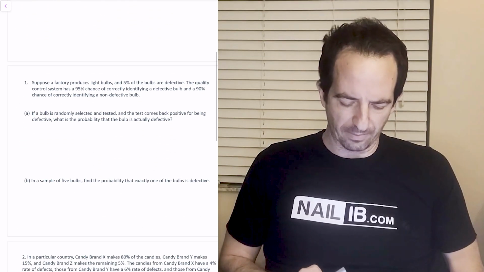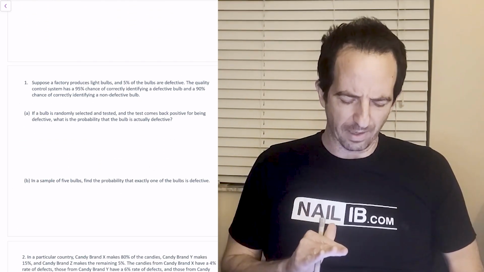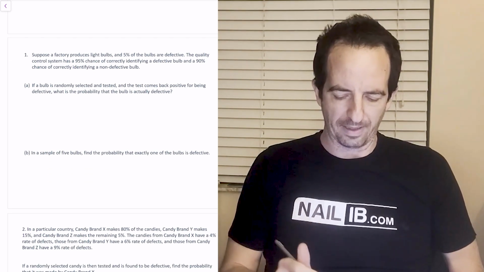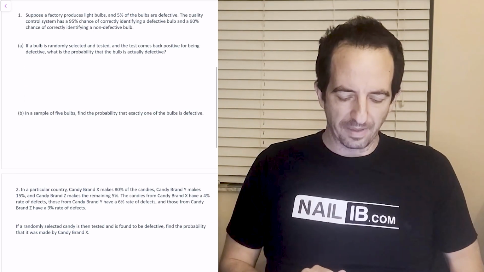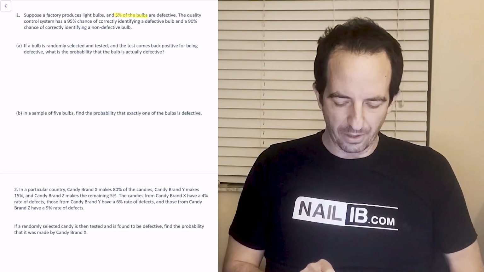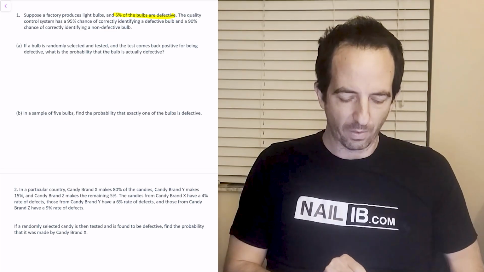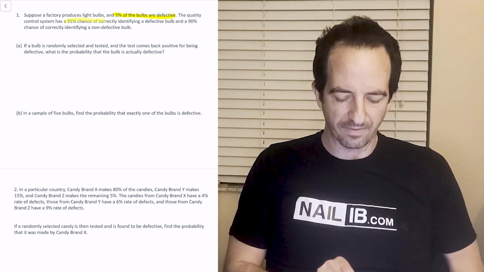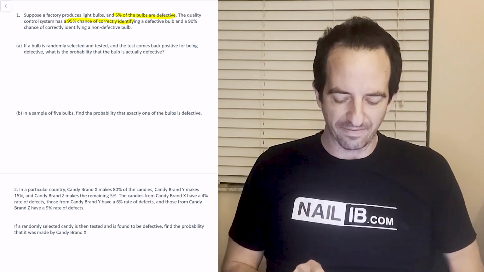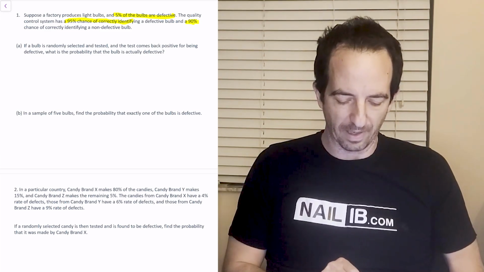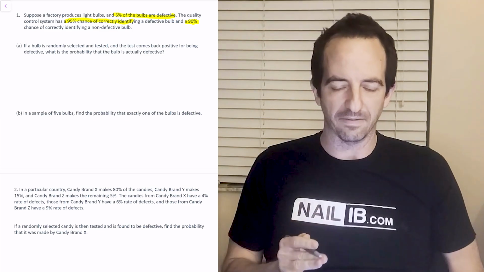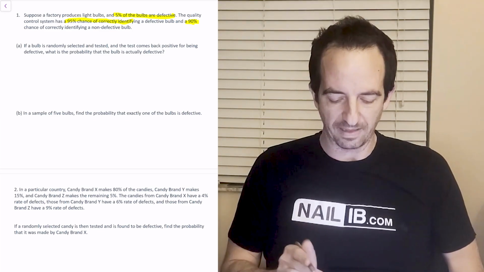So let's see what it looks like. We'll start off with a straightforward one. We've seen a problem like this before, but this will be a nice little review. Bayes' theorem is an important topic in statistics. Here we have a factory which produces light bulbs, and 5% of the light bulbs we know are defective, and the quality control has a 95% chance of correctly identifying these defective ones. But with the non-defective ones, it has a 90% chance of being correct as well, which means that 10% of the time it'll falsely identify a bulb as defective.